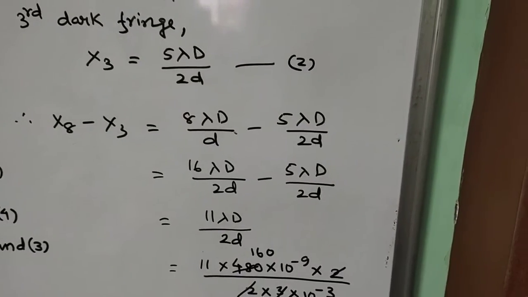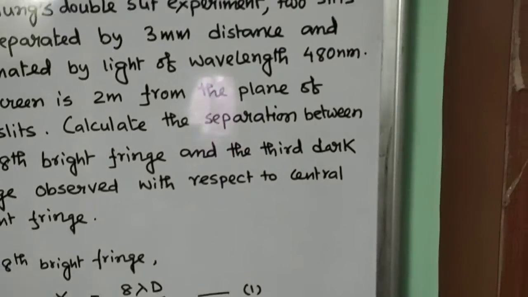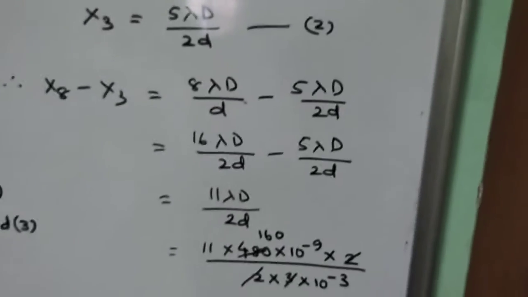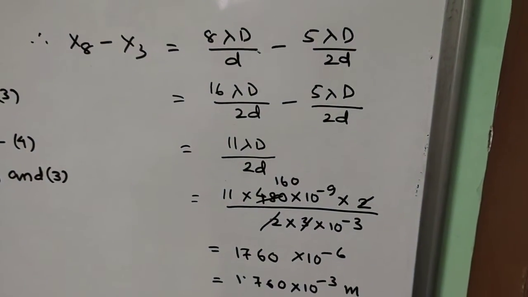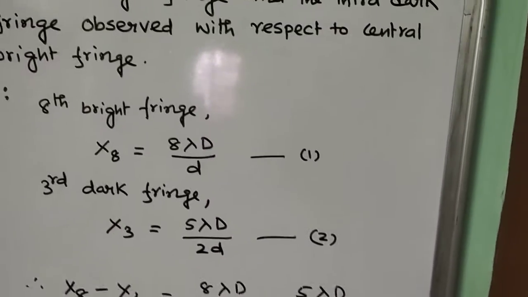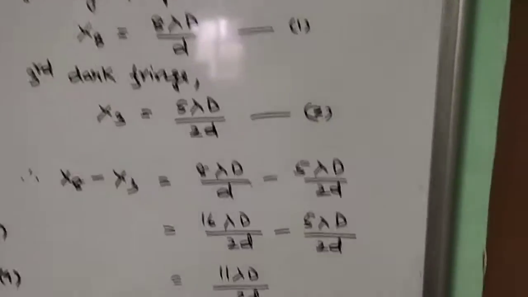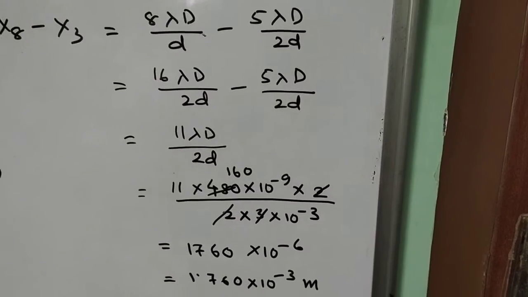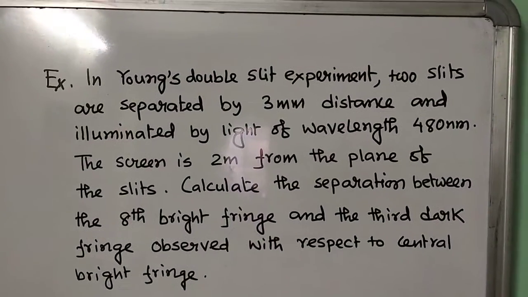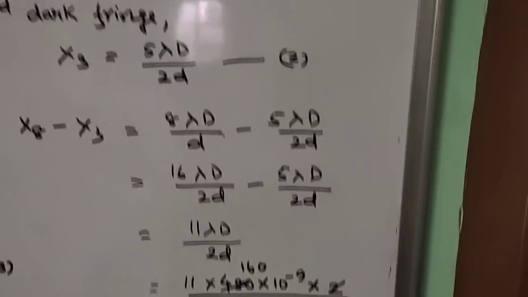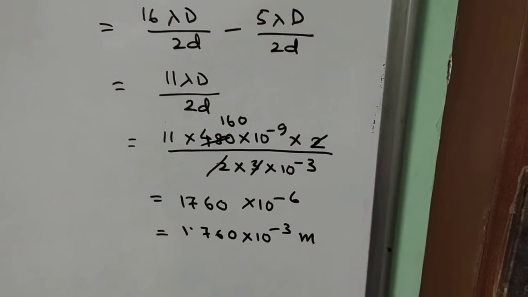Now wavelength is given, lambda is 480 nanometer. So 480 into 10 to the power minus 9. And capital D is the separation between the slits and the screen. As per the question, it is 2 meter. So 2 is already substituted. Then 2 small d. Small d is the separation between the two slits. As per the question, it is given 3 mm. So 3 into 10 to the power minus 3 meter.